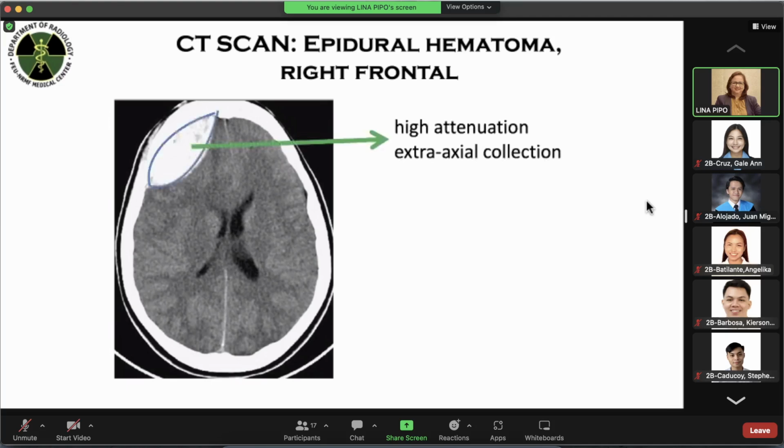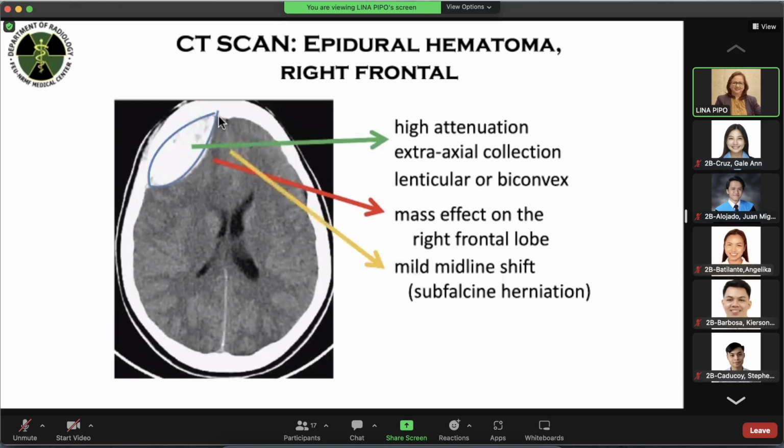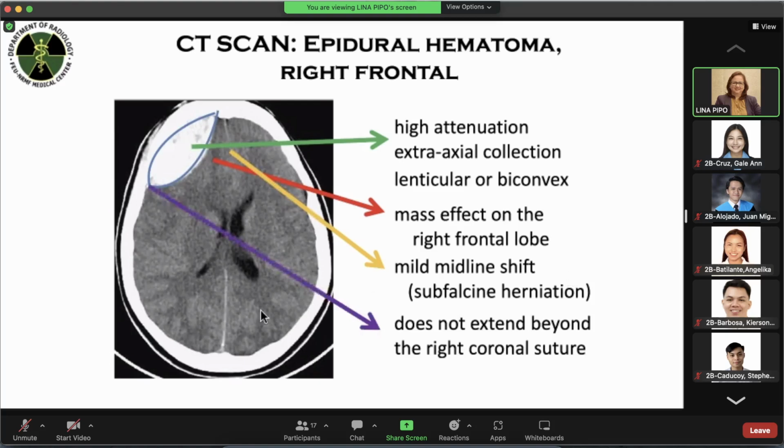High attenuation extraaxial collection, lenticular or biconvex. There's mass effect in the right frontal lobe. As you can see, there is edema already in this area. There's a mass effect pushing this area to the contralateral side, so there is midline shift. It is no longer at the midline or normal. That's your subfalcine herniation, and it does not extend beyond the right coronal suture. So that's your CT scan finding of epidural hematoma.